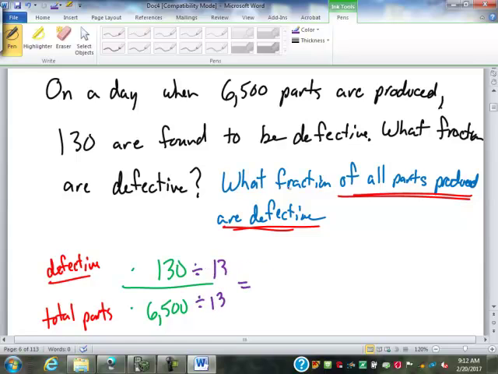130 divided by 13 is 10. 6,500 divided by 13 is 500. Both of those can now still be divided by 10. So 10 divided by 10 is 1. 500 divided by 10 is 50. So what that's saying is 1 out of 50 parts produced was defective.